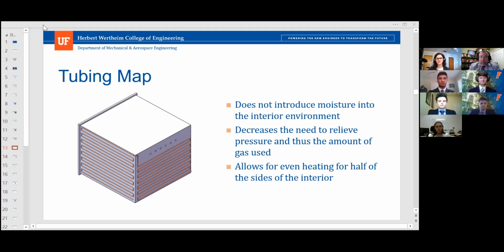The tubing map also controls the temperature of the system by having water flow throughout its entirety, which is kept in a separate reservoir that can hold approximately 8.4 liters of water and is pumped through the tubes. The tubing map also does not introduce moisture into the interior environment and thus removes the need for humidity control. Additionally, as no heated or cooled air is added to the system, there is less need to remove interior gases to release pressure, and thus small amounts of gas are needed.